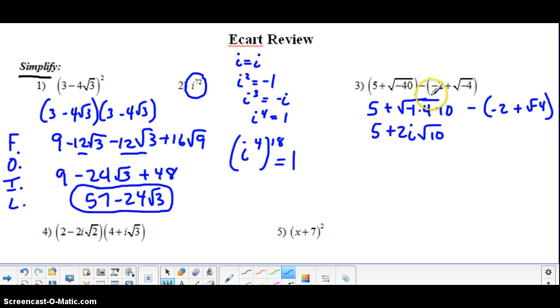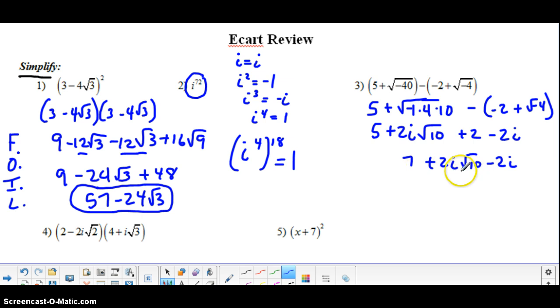And now let's think about the subtractions. We have a negative of a negative 2, so that would be plus 2, and then a minus. And here again, the square root of negative 4 would be the square root of negative 1 times 4, so that would be 2i. Our like terms here are 5 and 2, which make 7, and then 2i square root 10 minus 2i.